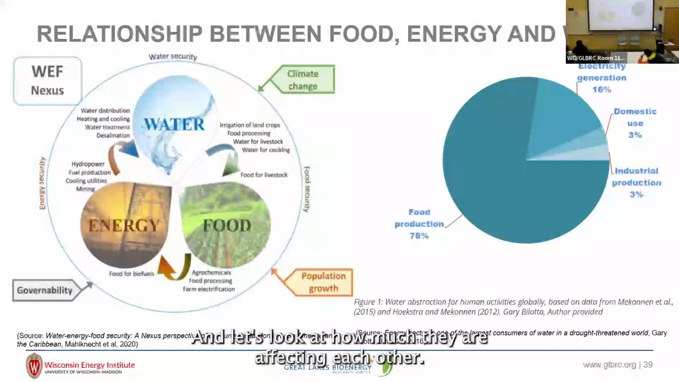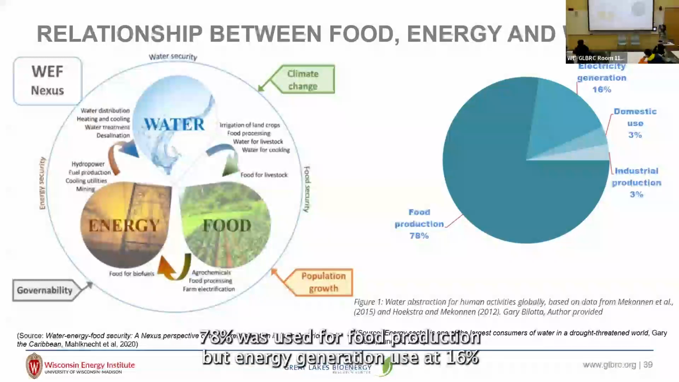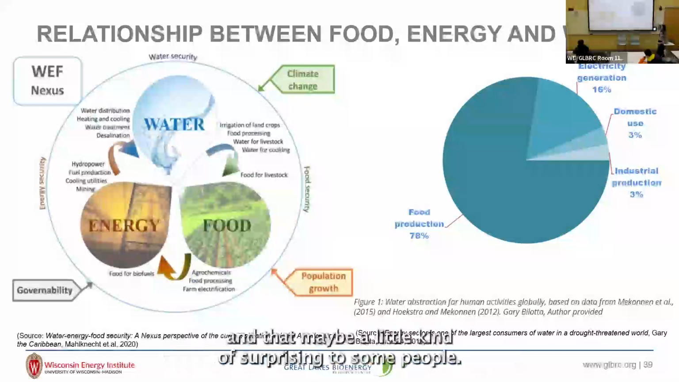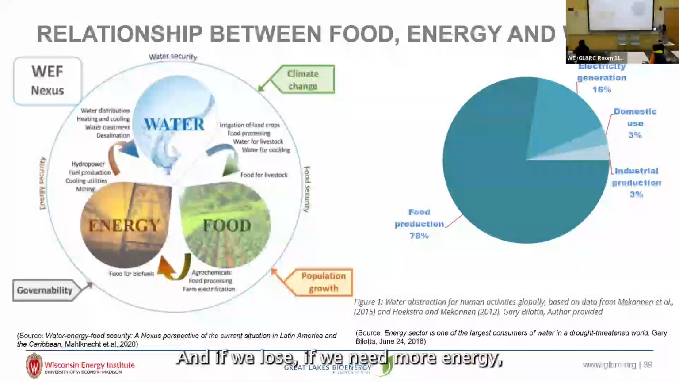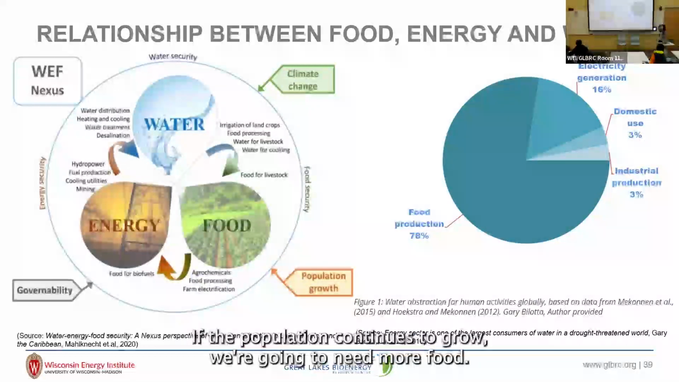And let's look at how much they are affecting each other. So we're talking about the energy uses, water uses, 78% was used for food production. But energy generation uses 16%. That's the second largest consumer for water. And that may be a little kind of surprising to some people. If we need more energy, we're gonna need more water. If the population continues to grow, we're gonna need more food.